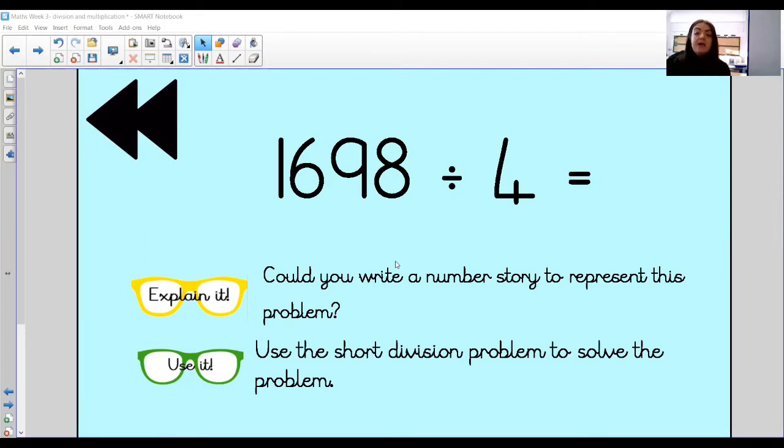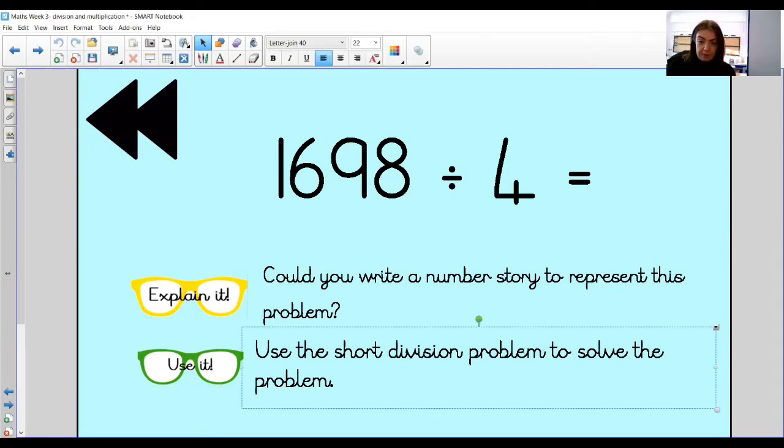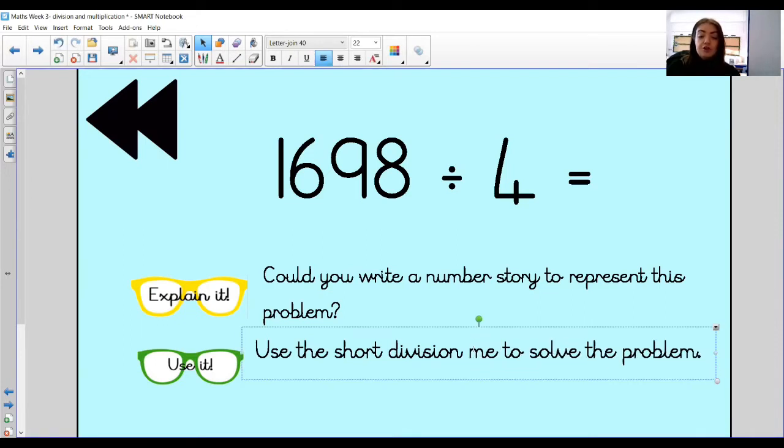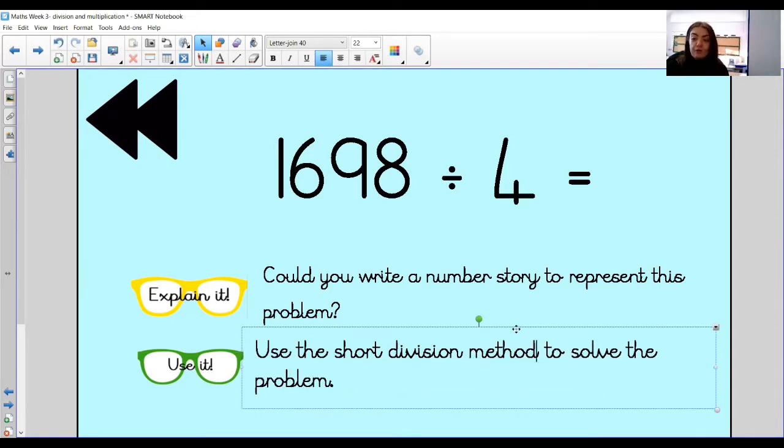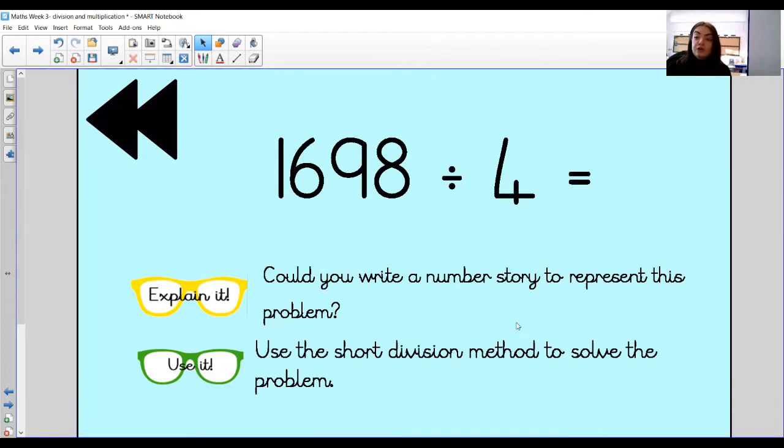this problem. The second thing I would like you to do is then to finally use your short division method to solve the problem. Okay. Oh, I've just realised I've put short division problem to solve the problem. Short division method, there we go, to solve the problem. Okay. Once you've got that, you could always check your answer using a different method if you would like to, or if you are confident, you could try using your inverse, which we're going to be doing quite a little bit of today. Once you've written your number story and got me the answer, can you come on back ready to see what is next?